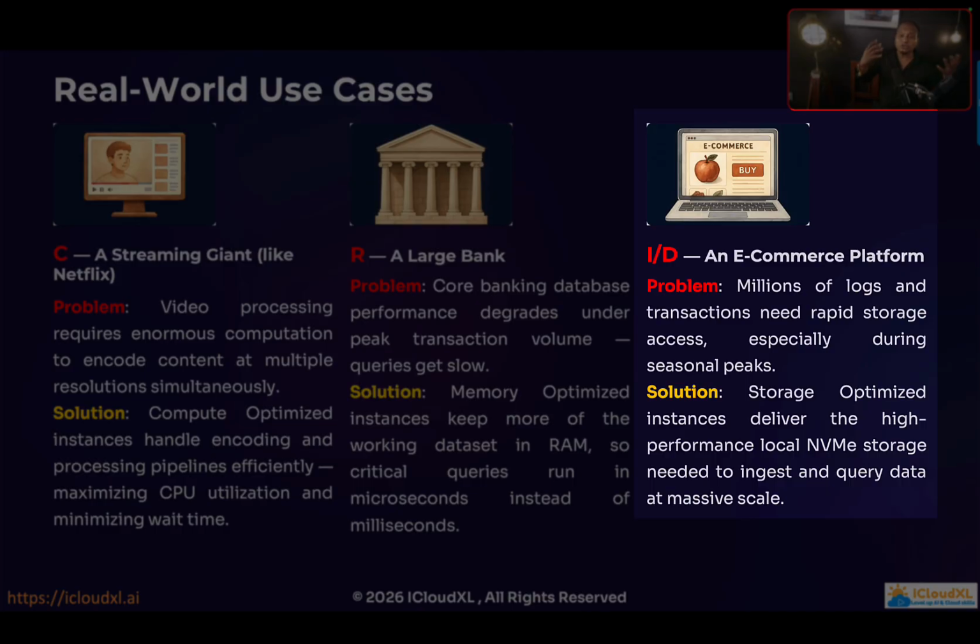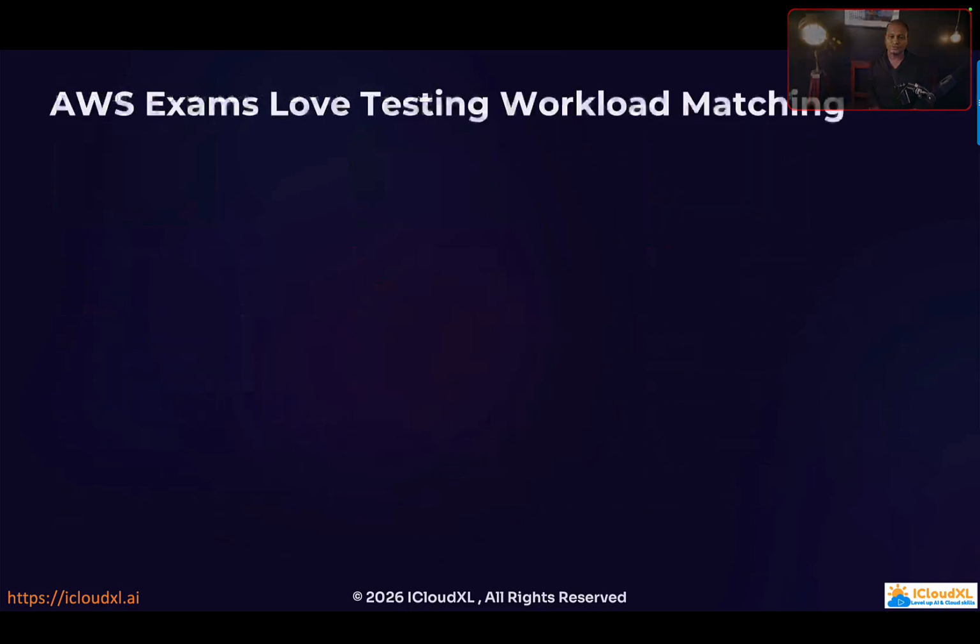For storage optimized instances, the problem you may solve is that millions of logs and transactions need rapid storage access, especially during the seasonal peak. The solution is storage optimized instances, which deliver the high performance local NVMe storage needed to ingest and query data at a massive scale. So these are the real world use cases for each instance family: compute, memory, and storage.